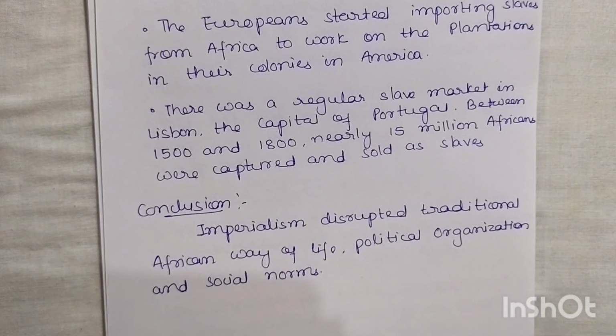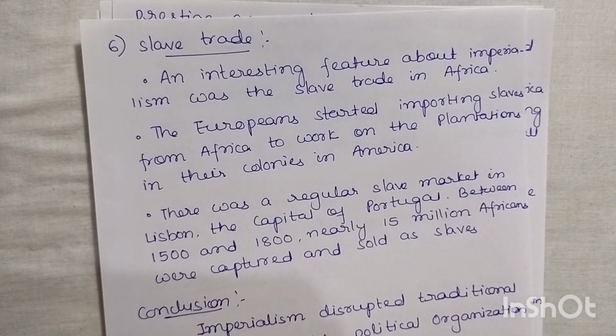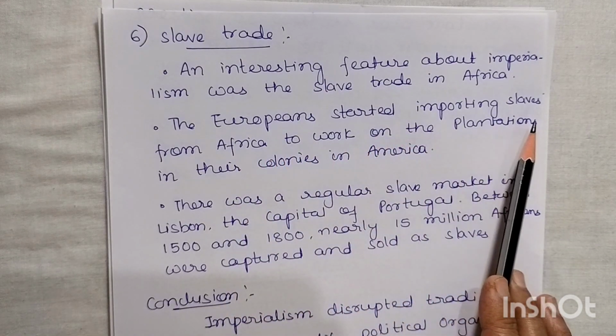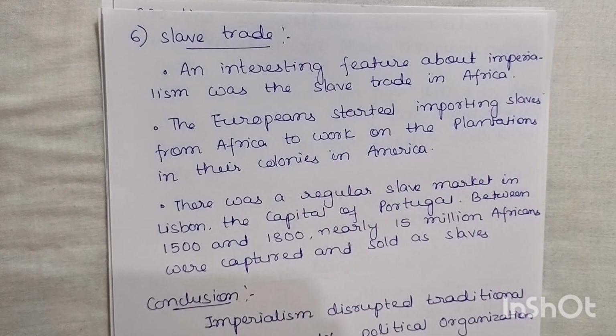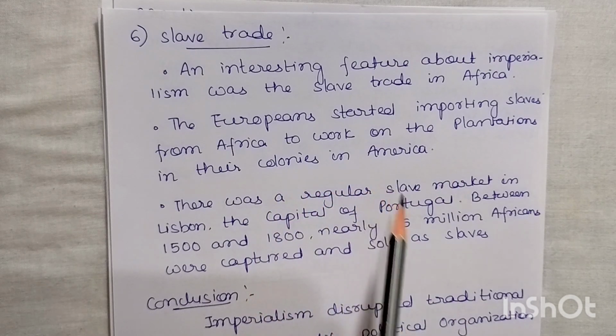And finally, the sixth reason is the slave trade. An interesting feature of imperialism was the slave trade in Africa. The Europeans started importing slaves from Africa to work on the plantations in their colonies in America. They bought people here as slaves and then sold them. Selling people as slaves was going on, and they would take the slaves to their own country.